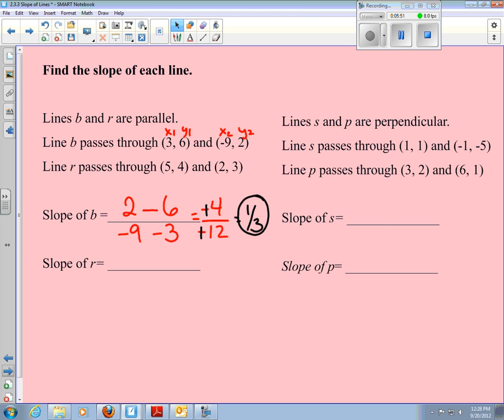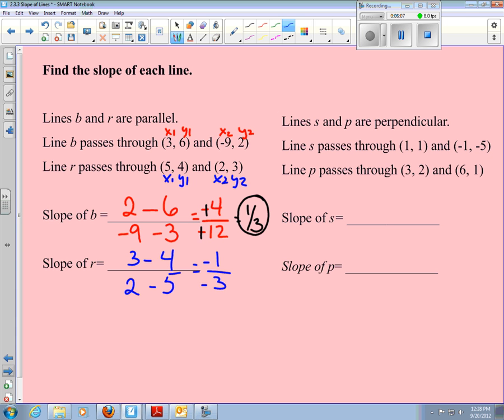All right, let's do it for line R. Again, x1, y1, x2, y2. So 3 minus 4 and 2 minus 5. 3 minus 4 leaves me with a negative 1 on the top, and 2 minus 5 leaves me with a negative 3. If I simplify those, I get a slope of 1/3. Both of those slopes are 1/3, and that's going to come into play in the very next part.